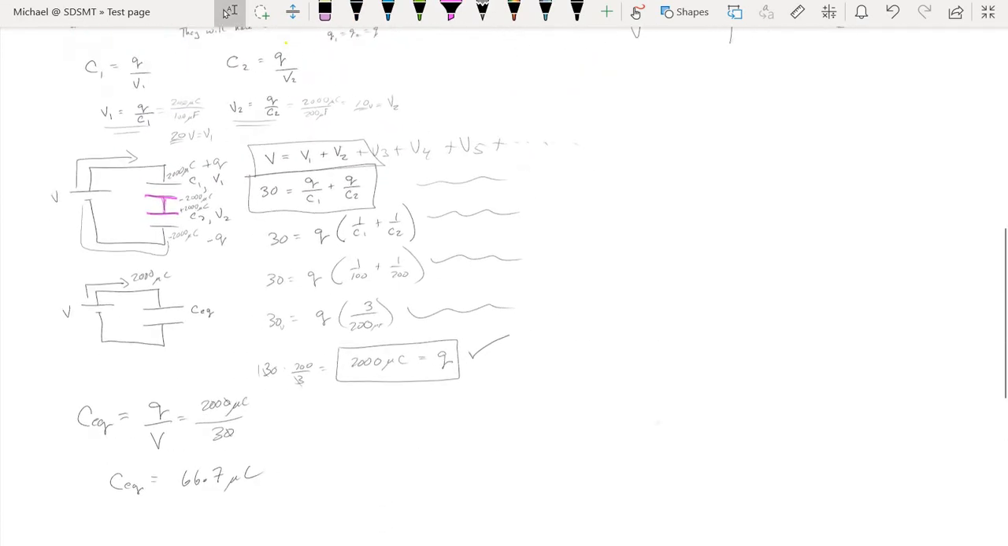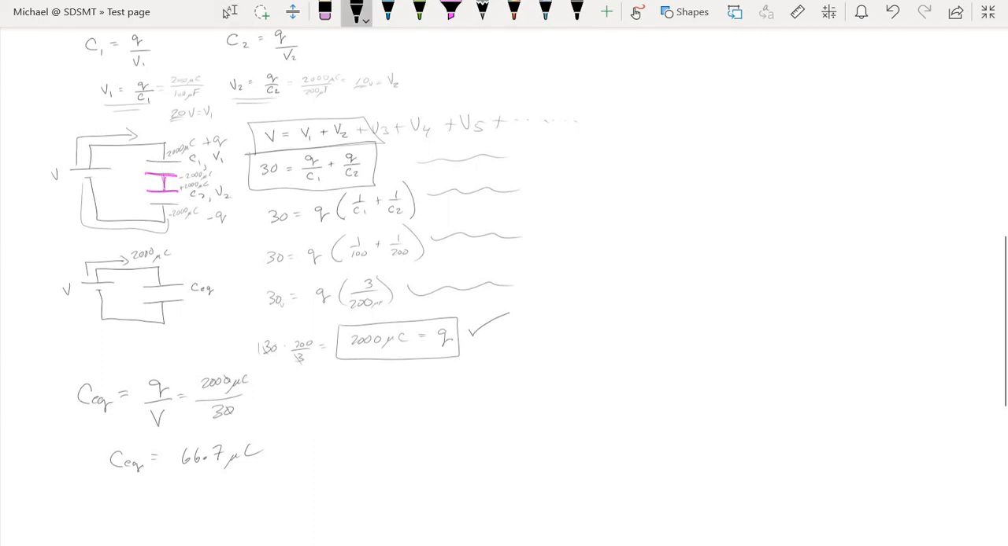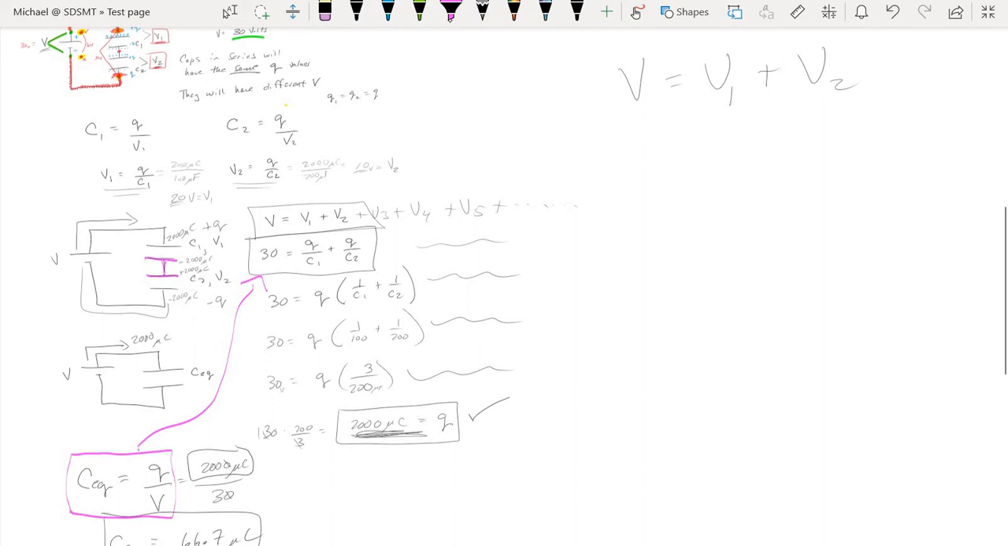Well, how does that help us? Especially since we had to use that solved value of charge. Well, that's not what I'm really interested in. Yes, I want to know what the equivalent capacitance is, but I would rather use this bit of information. And I want to take that bit of information and plug it back up into that equation. Or more specifically, this equation right here.